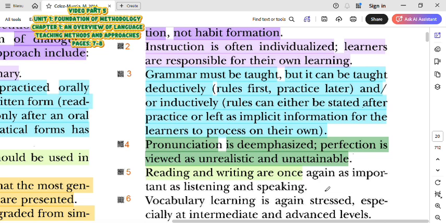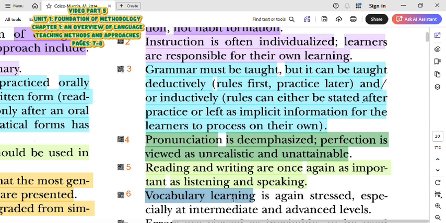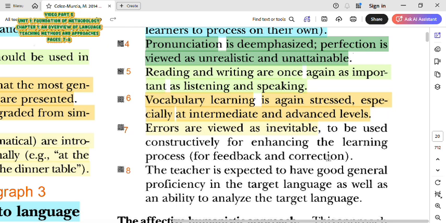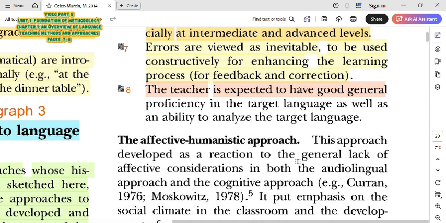Bullet point 5. Reading and writing are once again as important as listening and speaking. Bullet point 6. Vocabulary learning is again stressed, especially at intermediate and advanced levels. Bullet point 7. Errors are viewed as inevitable, to be used constructively for enhancing the learning process (for feedback and correction). Bullet point 8. The teacher is expected to have good general proficiency in the target language, as well as an ability to analyze the target language.